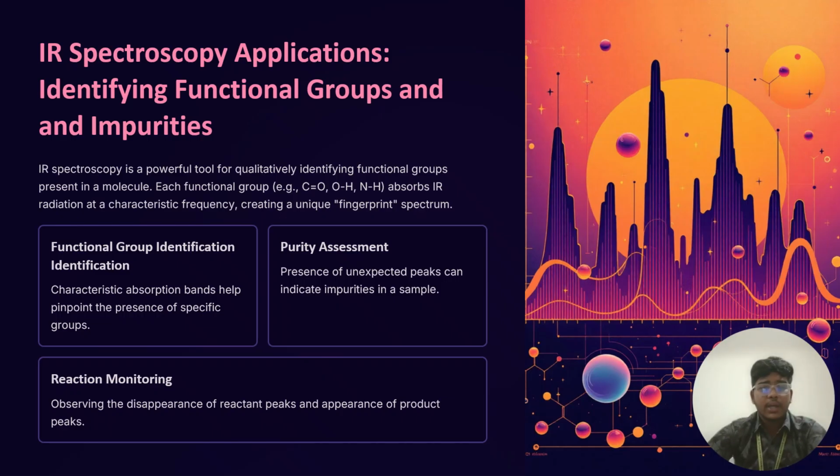Functional group identification. Characteristic absorption bands help pinpoint the presence of specific groups. Purity assessment. Presence of unexpected peaks can indicate impurities in a sample. Reaction monitoring observes the disappearance of reactant peaks and appearance of the product peaks.